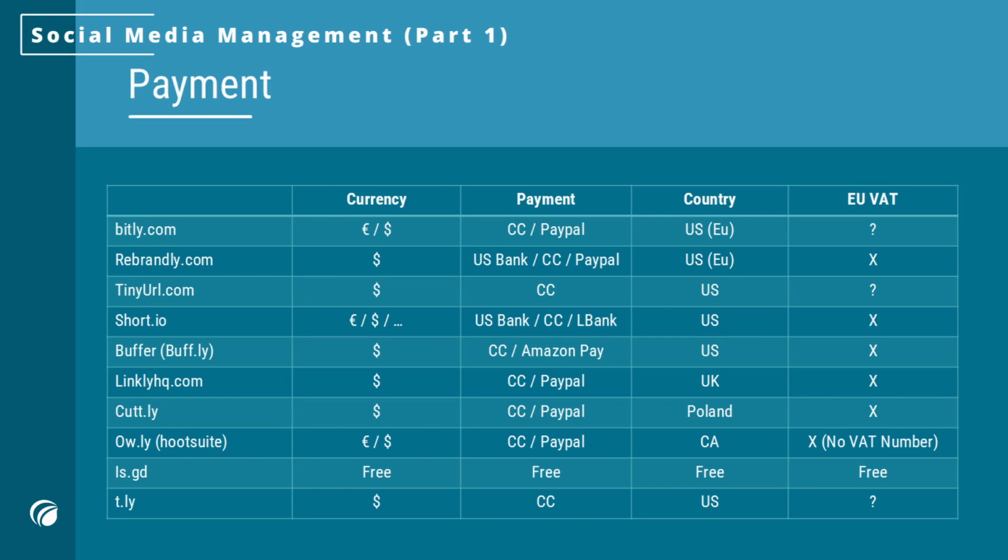Cutly, they invoice in dollars. You can pay with credit card or PayPal. They are based in Poland. Hootsuite, they invoice in euros or US dollars. You can pay with credit card and PayPal. They are Canada based. VAT is added, but company exemption doesn't seem to be an option.